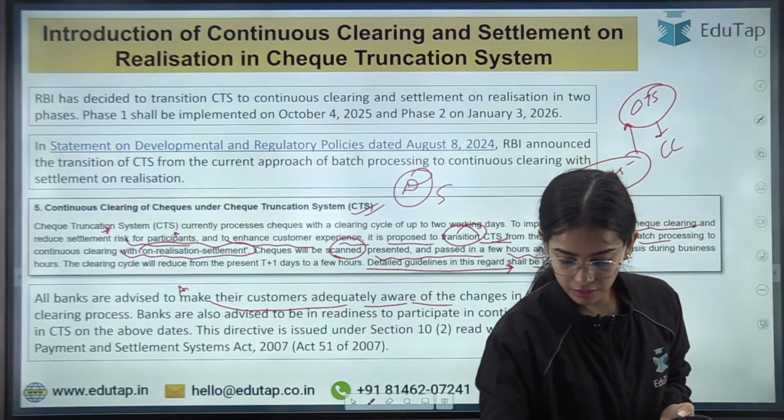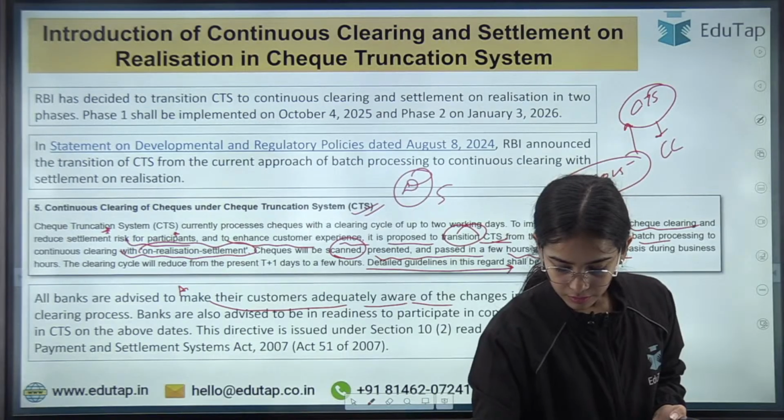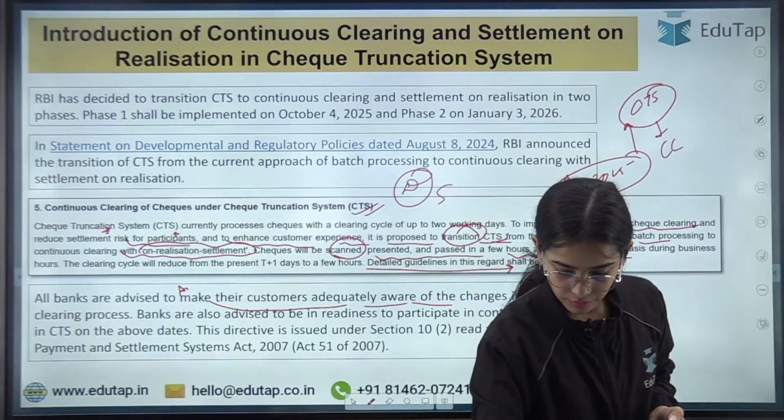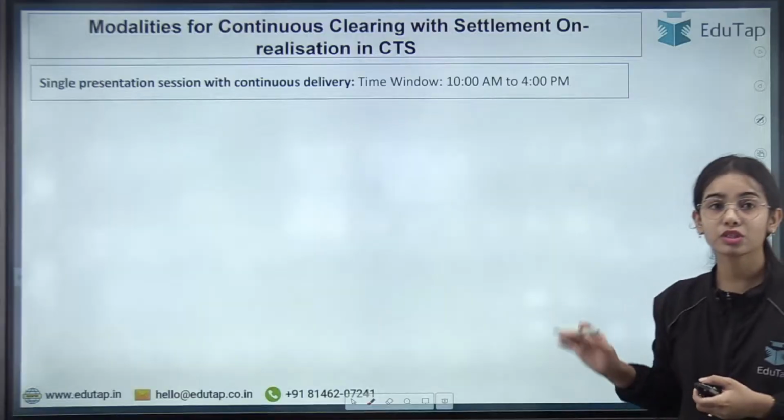Any confusion, anyone? All clear? So this is the basic idea.